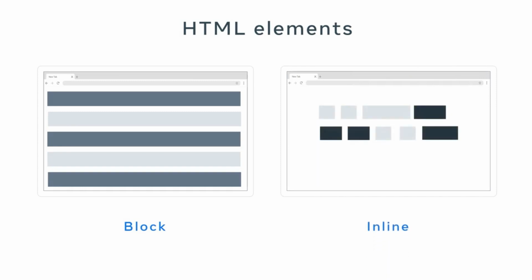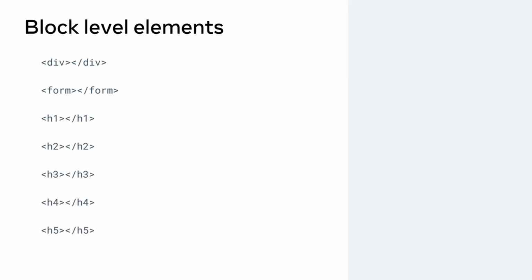They don't appear on a new line, hence the name inline. Therefore, multiple inline elements can form a row of elements. When coding in HTML, you need to be able to recognize and use block elements. Some examples of block-level elements include the tags div, form, and heading.